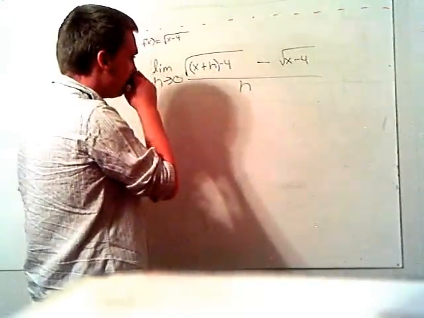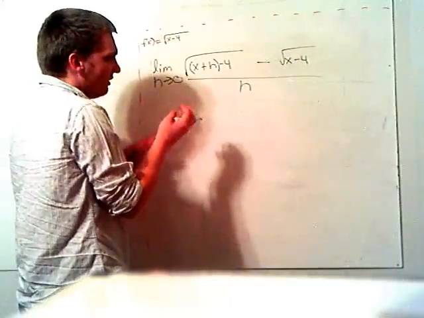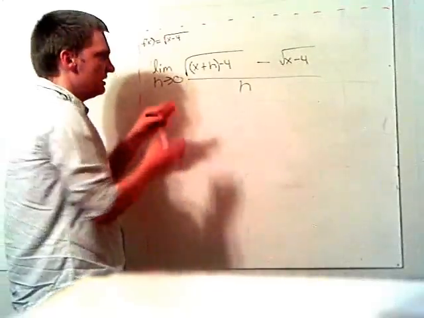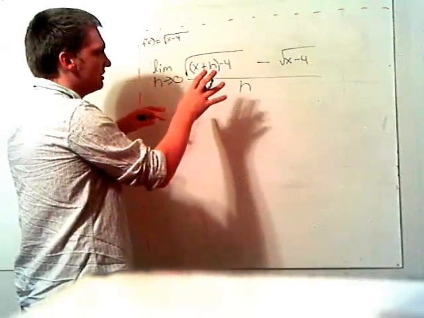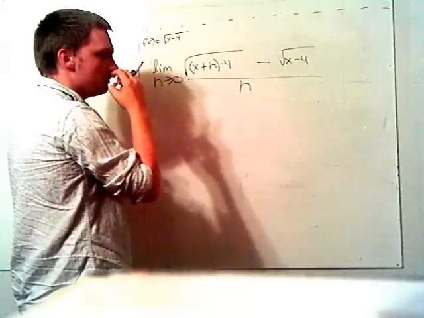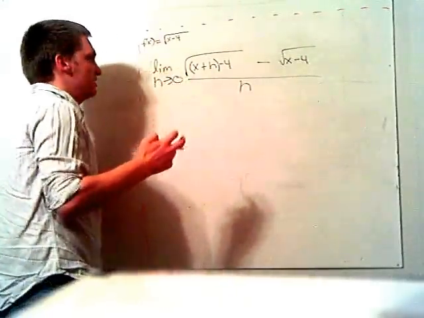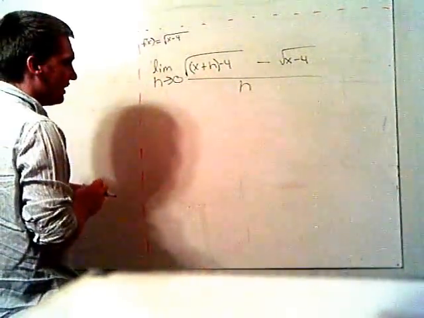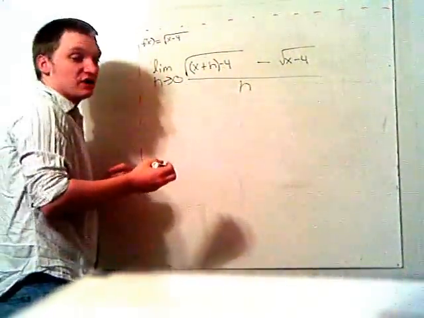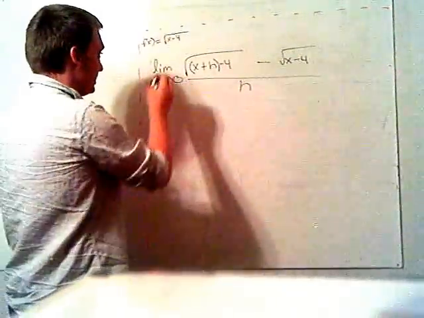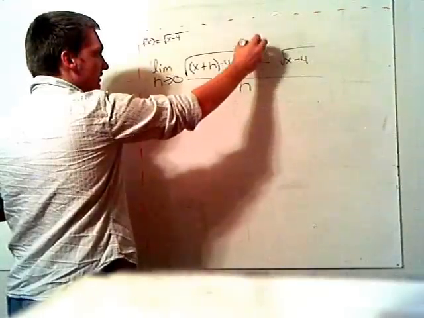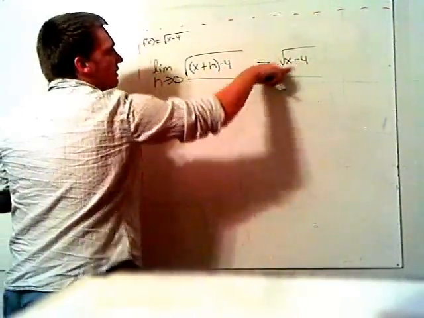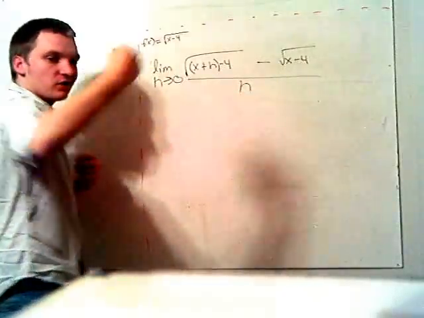So, if we know anything about a limit, we know we can always multiply something by a factor of 1, and it can change the look of the function, but it won't change the function itself. So what do we multiply here? Well, we can multiply by the conjugate, which is basically this whole thing, but with a plus instead of minus.